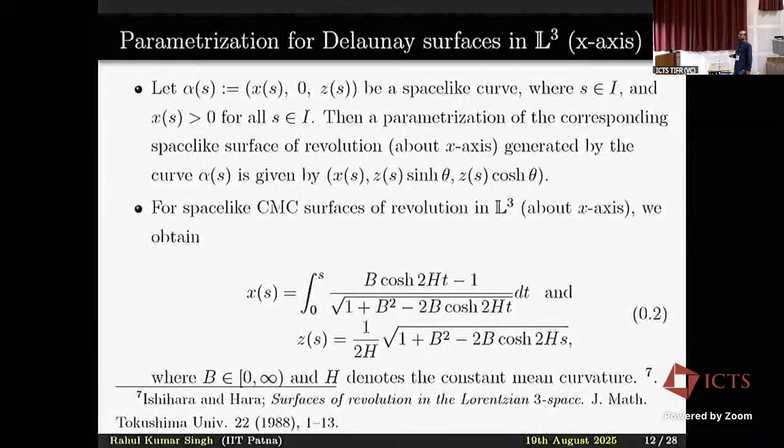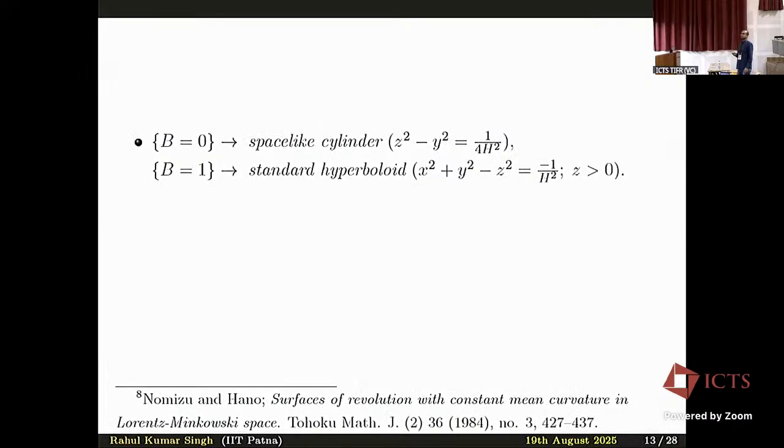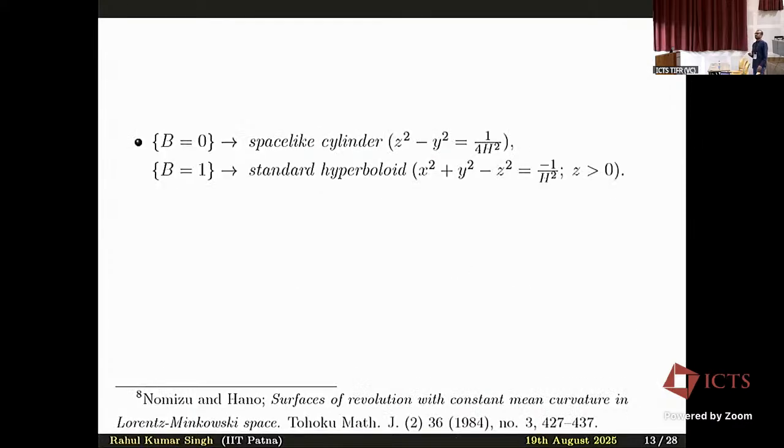But yeah, this was also done by Ishihara and Hara in their paper. They have done it in general, following Kenmotsu's work. But for our case, since this was needed, we derived it here. You can also find it there. And again, in this case, you have this.